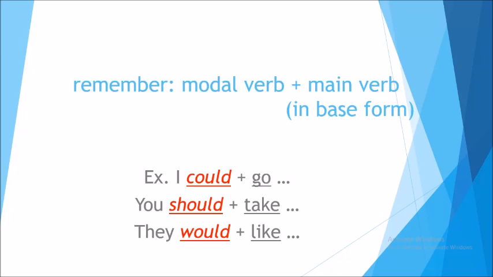Modal verbs are the same as auxiliary verbs, be, do, and have, because they work together with the main verb and we always find them next to each other. So the first one is the modal verb and then it is followed by the main verb. The main verb should be in base form.